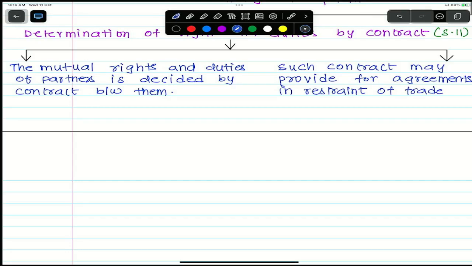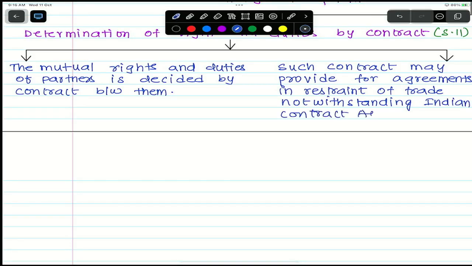Such contract may provide for agreements in restraint of the trade. Notwithstanding, ignoring which act? If you want, write down section number, or else just write down restraint of trade notwithstanding Indian Contract Act 1872. That's all.